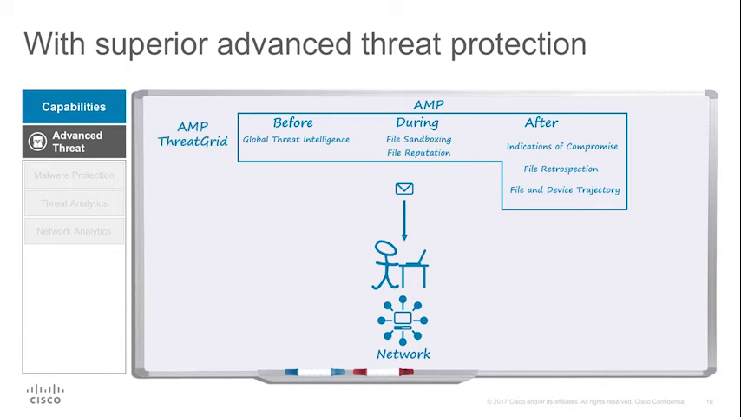AMP can be upgraded with AMP Threat Grid, which is the industry's first unified malware analysis and threat intelligence solution. Threat Grid strengthens existing capabilities and infrastructure while delivering proprietary analysis to provide the global and historical context that a security team needs.